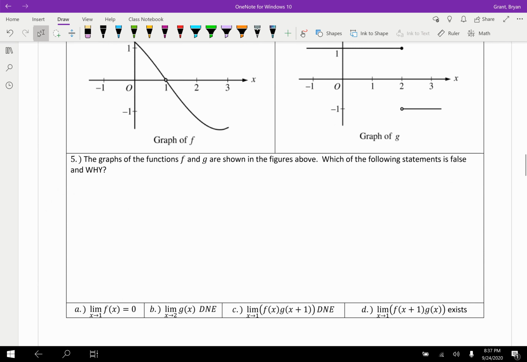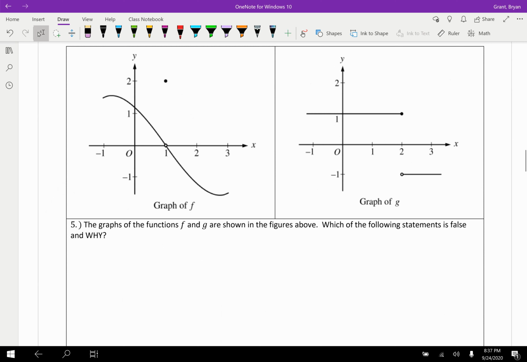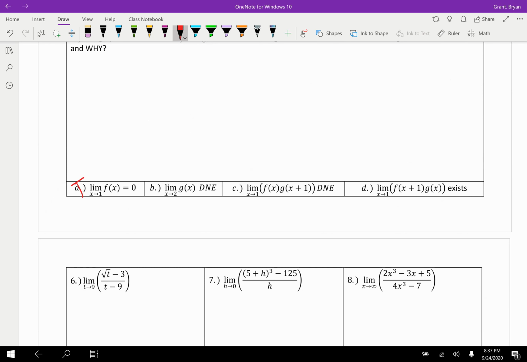So it says the graphs of functions f and g are shown in the figures above. Which of the following statements is false and why? Let's just go through each of them. The limit as x approaches 1 of f of x is 0. So as we approach 1 from both sides, are the y's approaching 0? Yeah, definitely. They're approaching 0 here. This is true, so I'm going to get rid of it because it's true.